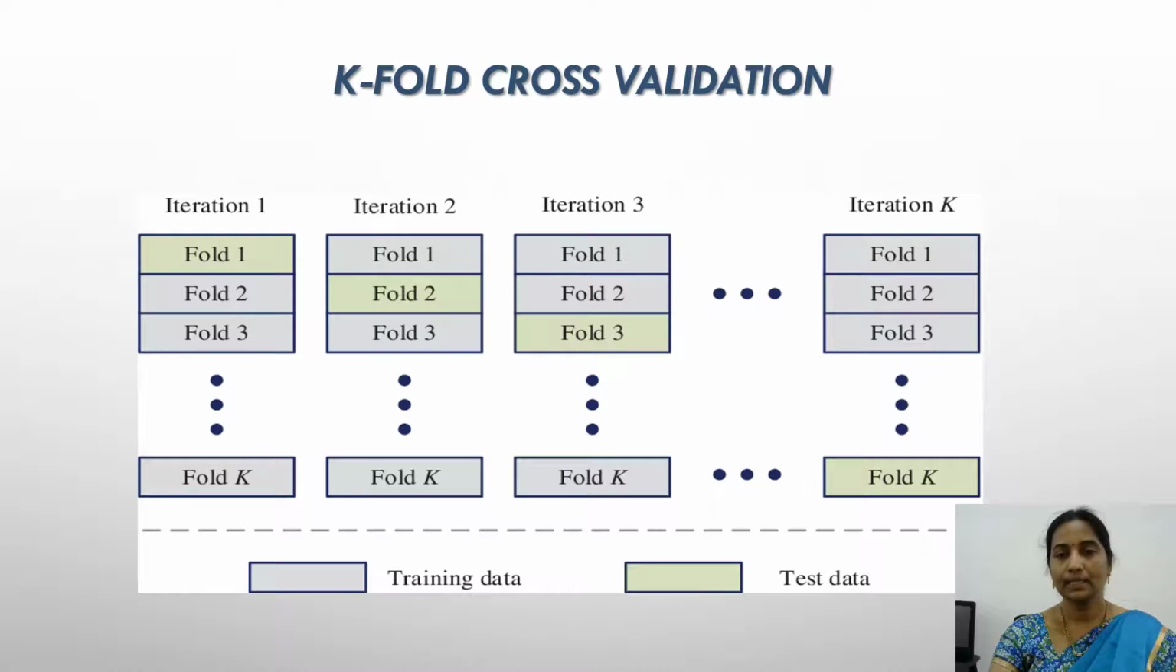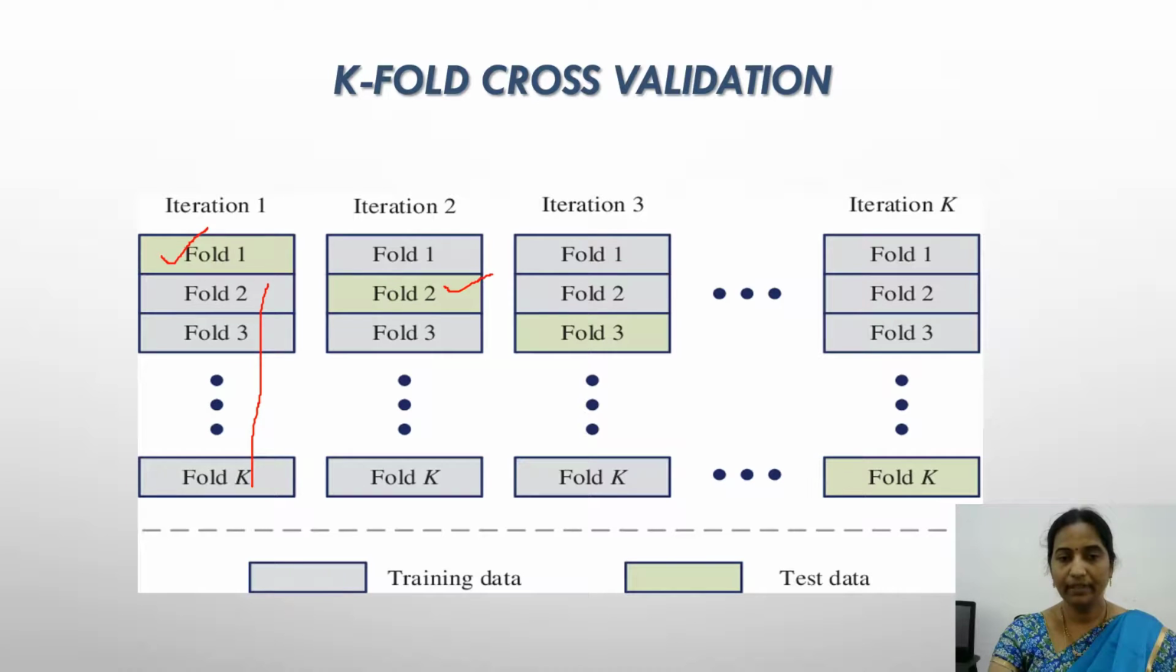So consider this picture which shows the K-fold cross-validation strategy. Say, for example, we are taking K folds, fold 1 to fold K. In iteration 1, fold 1 becomes the test set, and the remaining folds, from the second fold to the kth fold, that is the K minus 1 folds, become the training data. In the second iteration, fold 2 becomes the test set, and the remaining folds become the training data. So on and so forth, it is repeated for all the K iterations.